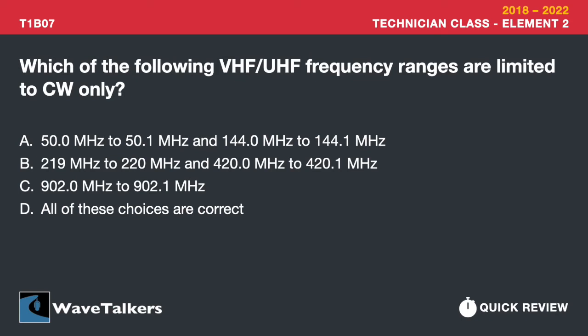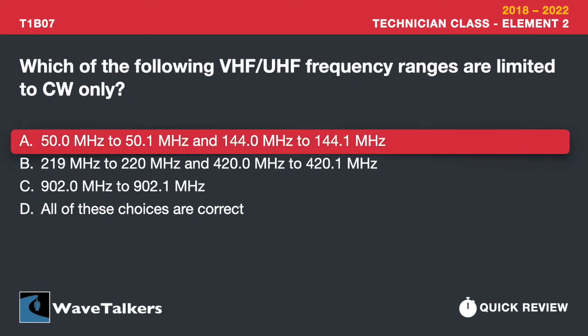Which of the following VHF-UHF frequency ranges are limited to CW only? 50.0 MHz to 50.1 MHz and 144.0 MHz to 144.1 MHz.